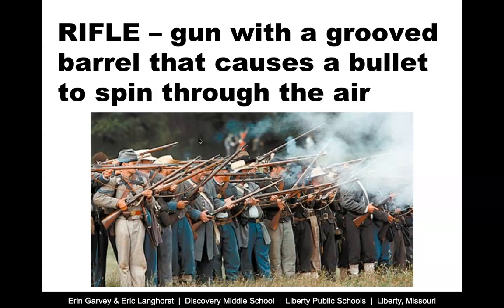At the beginning of the Civil War, they're going to start using what's called a rifle. A rifle is different than a musket because a rifle is a gun with a grooved barrel that's going to cause the bullet to spin through the air.